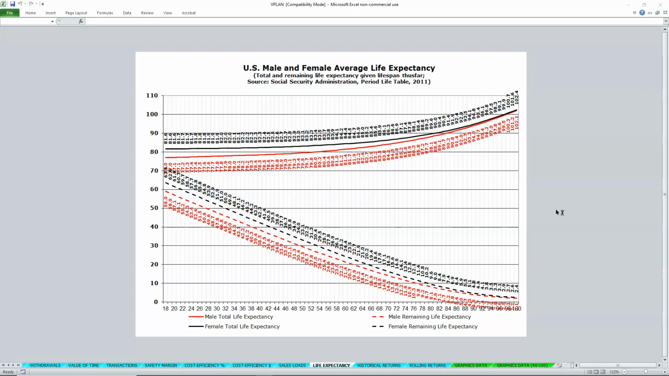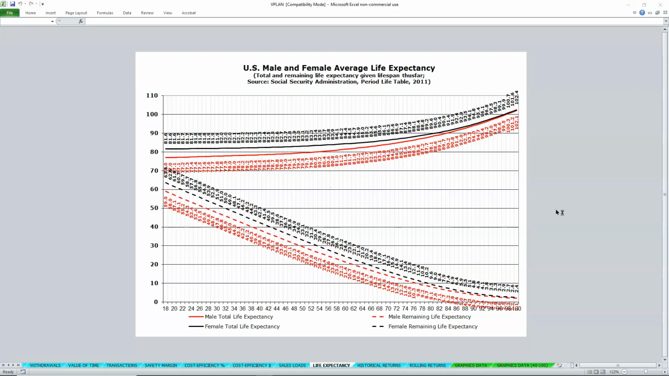VeriPlan presents average life expectancy data for your information only. These life expectancy data do not affect VeriPlan projections. Some lifetime financial planning software applications require you to make mortality assumptions, such as I will die at age 87. And that is as long as finances will be projected. But what happens if you live longer? Could you afford to live longer?